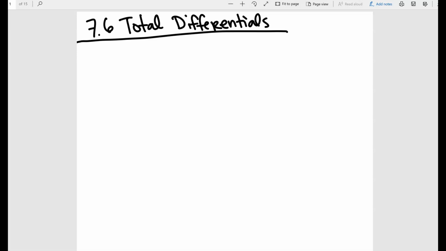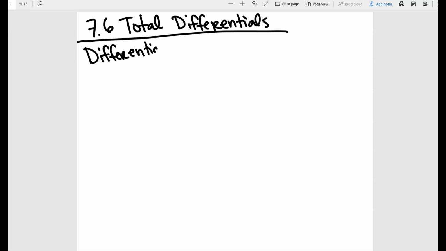This is going to be 7.6 total differentials. So most of you guys will already have figured out what differentials are, and if you didn't, well, it's fine. I will review a little bit of what differentials are, and they should seem very similar to things that we've done before in calculus. So let's start off with the differential.